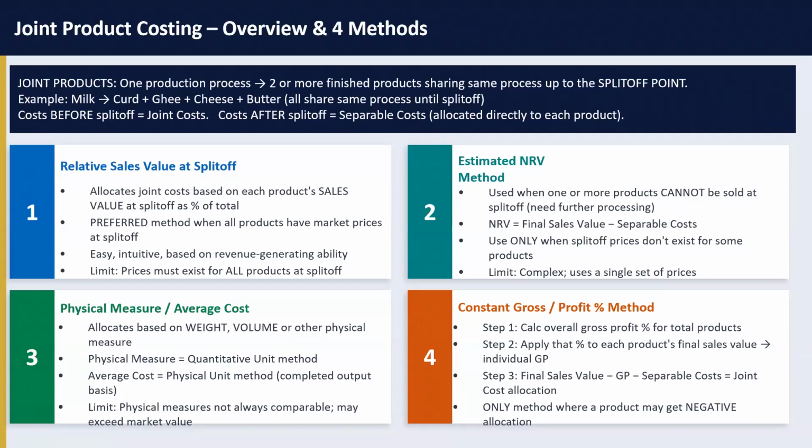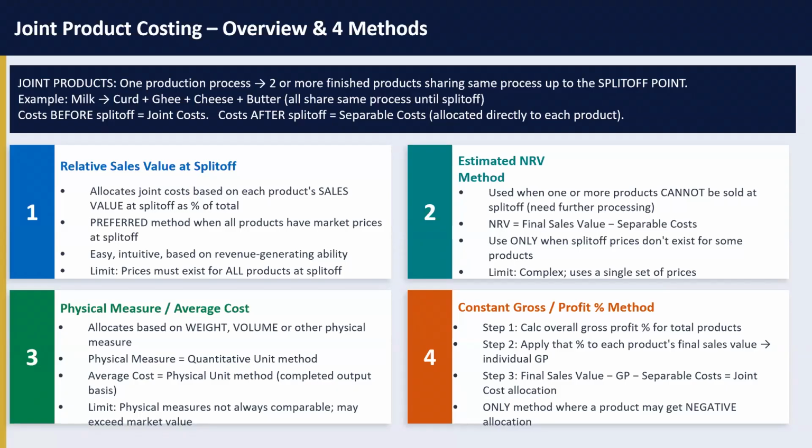So there are 4 methods: relative sales value at split off, estimated NRV, physical measure, and constant gross profit method. Now in the relative sales value at split off method, the split off point is where our raw material is turning into distinct products. If you are able to sell all your joint products at the split off point, then only will we use the relative sales value at split off method.